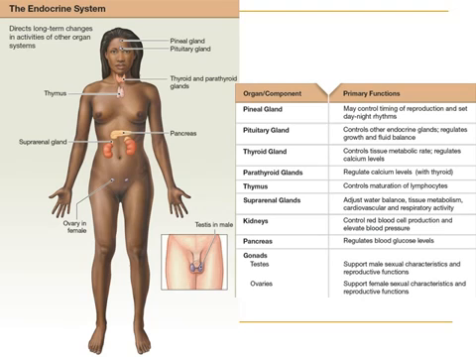And the next one is the pituitary gland. It is the master gland of our body that regulates almost all the glands present in our body.